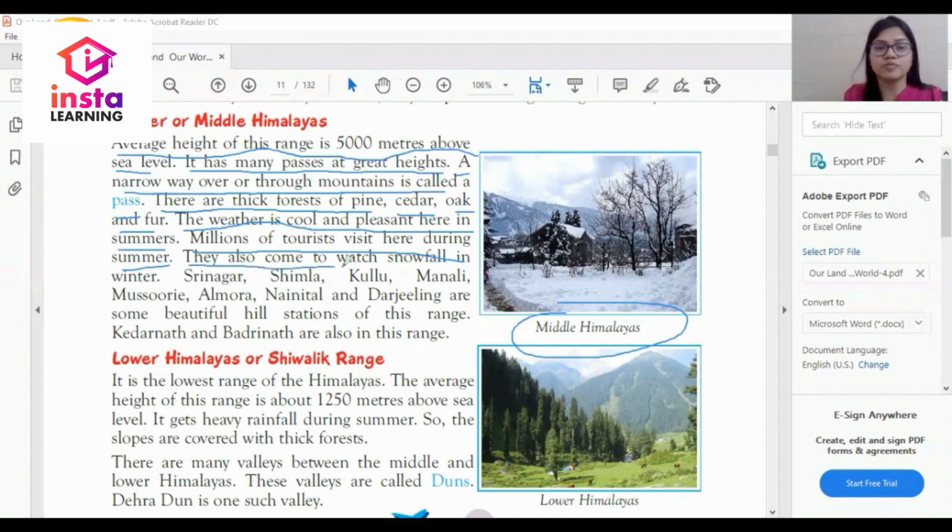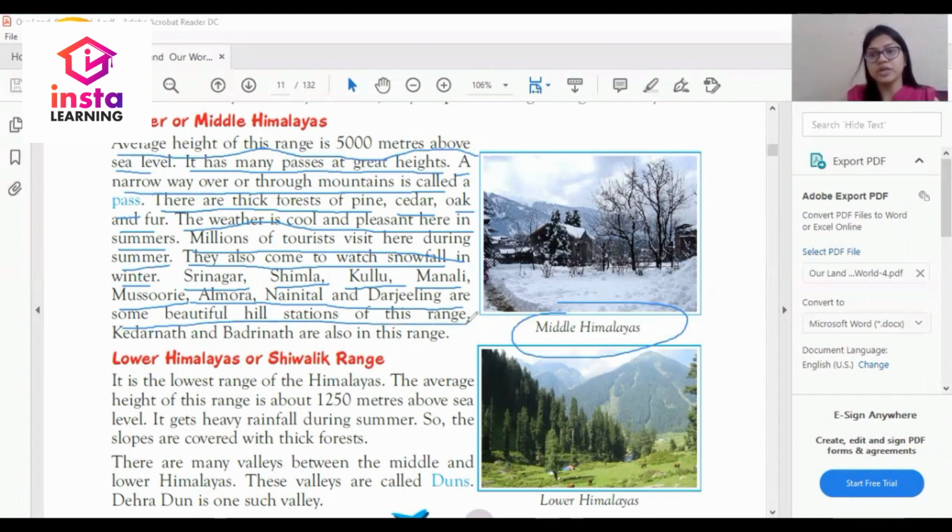They also come to watch snowfall in winter. और ठंडियों में ये क्या देखने आते हैं? स्नोफॉल, बर्फ देखने आते हैं. श्रीनगर, शिमला, कुल्लू, मनाली, मसूरी, अल्मोड़ा, नैनीताल and Darjeeling are some beautiful hill stations of this range.